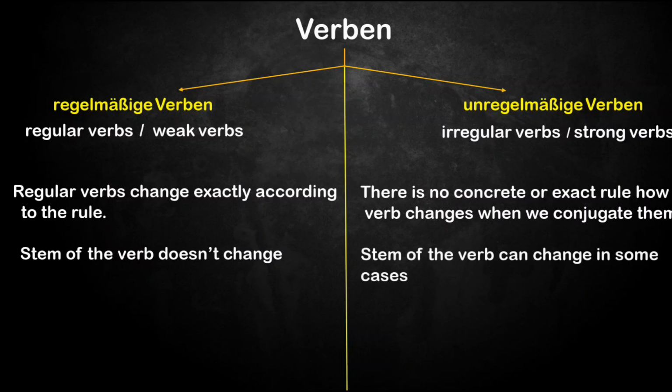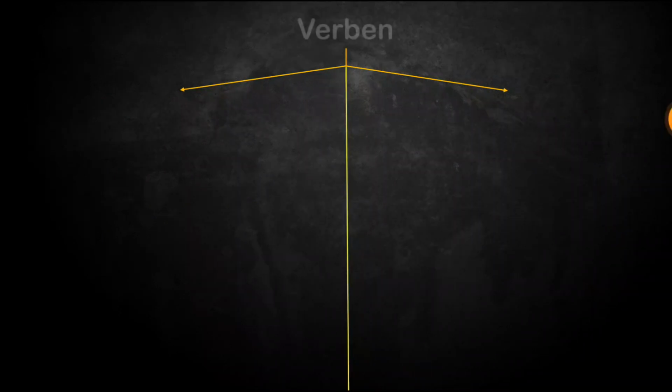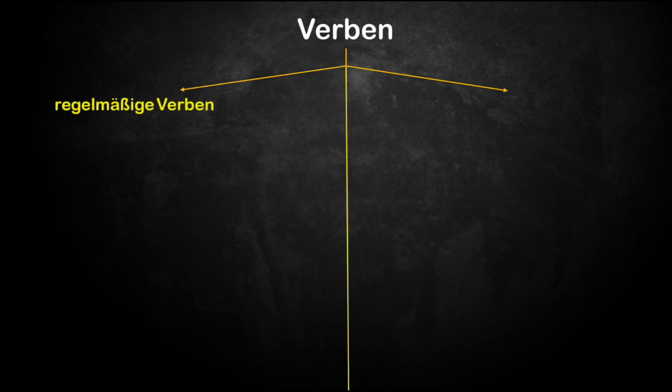The stem of the verb can change in some cases. Yes, there are some exceptions like the verb sein, where the stem of the verb completely changes, so they don't follow any concrete or similar rules. That's why they're called irregular or unregelmäßige Verben. Now I will show you examples of them both. First we will do regelmäßige Verben and then unregelmäßige Verben.